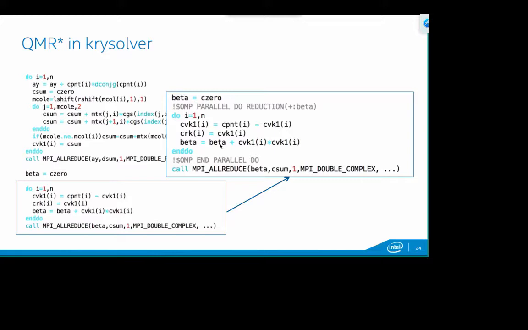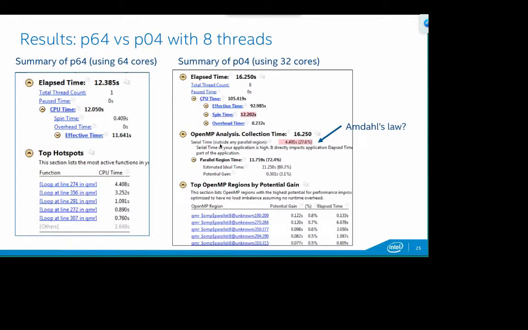So you read two vectors, take the difference, and do the dot product. That's about it. And once you do it, this is a summary page from VTune. The left-hand side is before making any change. So we run VTune with 64 MPI ranks. This is what the analysis said.